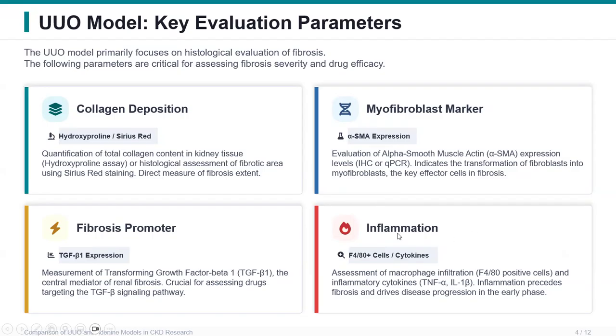And also inflammation: assessments of macrophage infiltration, F4/80 positive cells, also the inflammatory cytokines such as TNF alpha and interleukin-1 beta. Inflammation precedes fibrosis and drives the disease progression in the early phase.